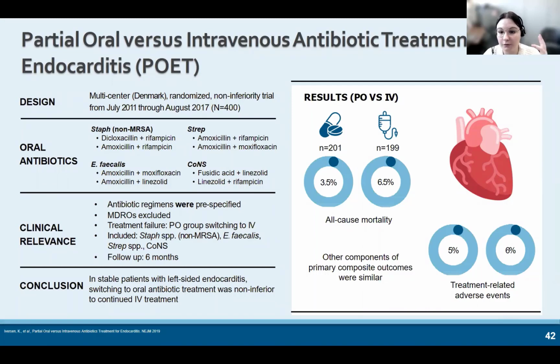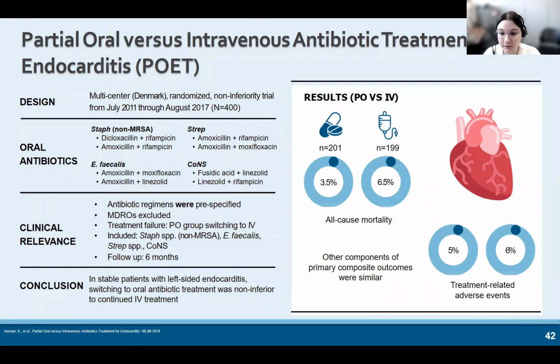Specifically, in the subsection of the primary outcome, there was all-cause mortality, and that's shown on the right-hand side, and that was lower in the oral group, whereas the other outcomes were similar between the two groups. Adverse effects from the antibiotics were also similar in the two groups. The oral antibiotic regimens were mainly aminopenicillins plus another companion oral drug, or linezolid combination therapy for coag-negative staph infection.